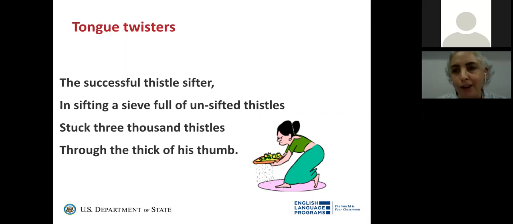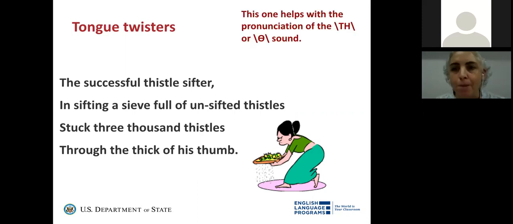So the sounds that we're contrasting in this one are the th as in thin and the th as in then. For the first, your tongue is sticking out in front of your teeth, and for the second, you can feel your throat vibrate when you say it, with air for the first and with your throat vibrating for the second. So this tongue twister is a good way to practice the two th sounds.